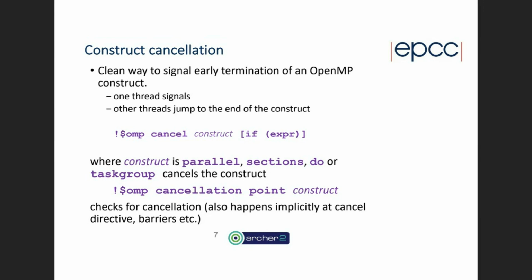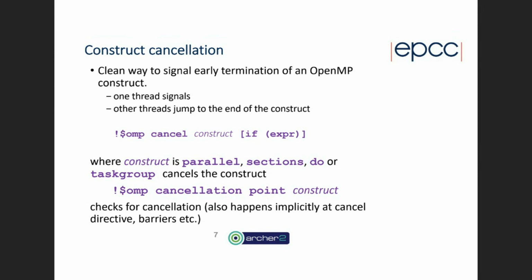So the idea is one thread raises a signal, and as soon as the other threads observe that signal, they just stop what they're doing and jump to the end of the construct. So this just looks like OMP cancel. This is Fortran syntax, same in C++, hash pragma OMP cancel. Then you have to give the name of the construct that you're cancelling, and then there's a conditional expression. So if the expression is true, then the cancellation will happen.